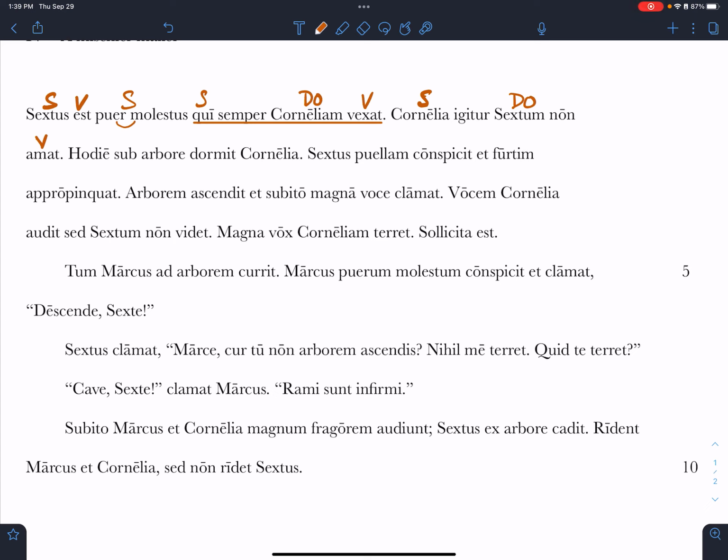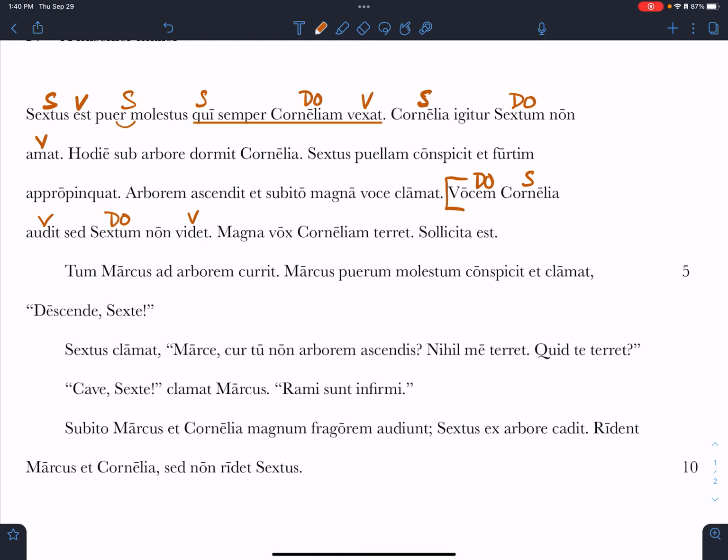Okay, let's start here. Let's try this one. I know we're jumping around a little bit, but I kind of got to do it. All right, vocem Cornelia audit, sed sextum non videt. Who'd like to give me the markup for that one? Okay, Monty. Cornelia is the subject. Audit is the verb. Sextum is the direct object. Very good. Okay, and you are correct. That is a correct markup.